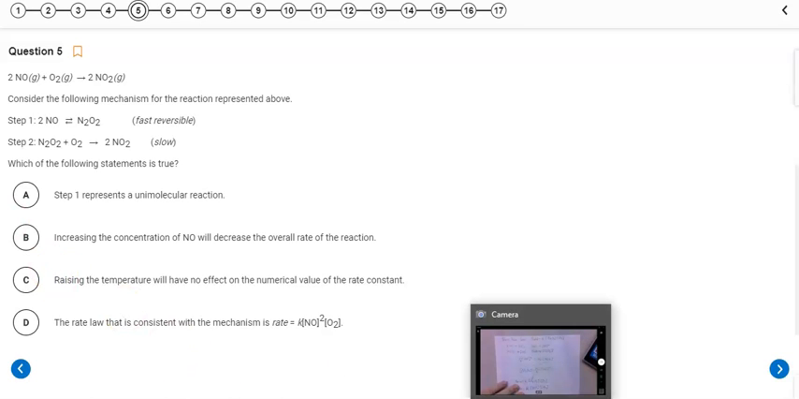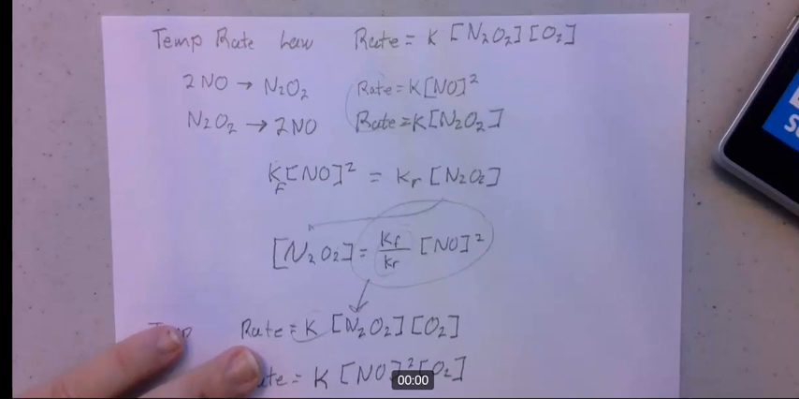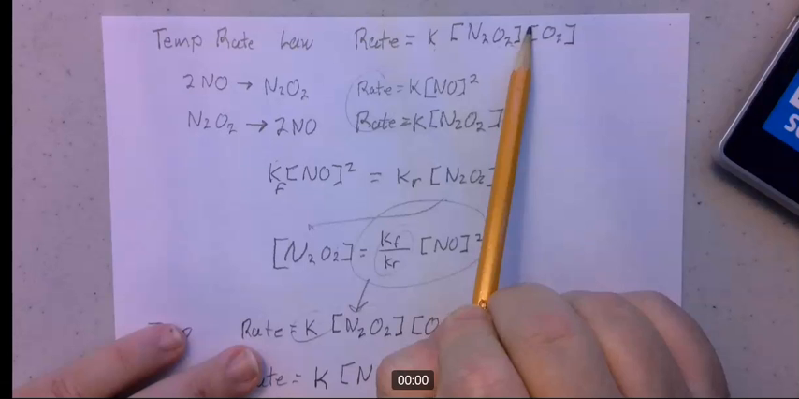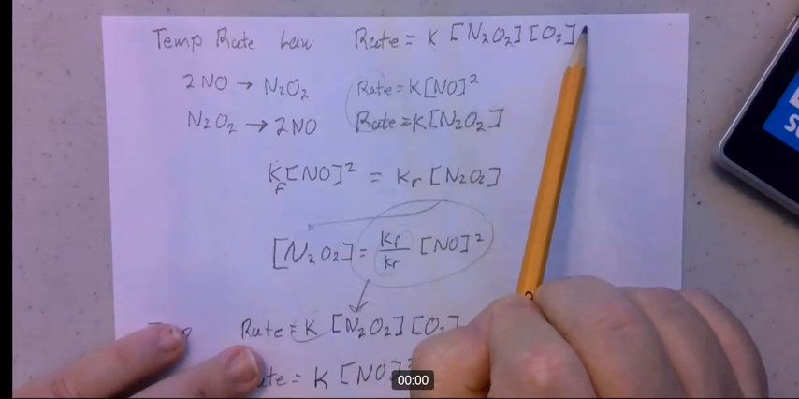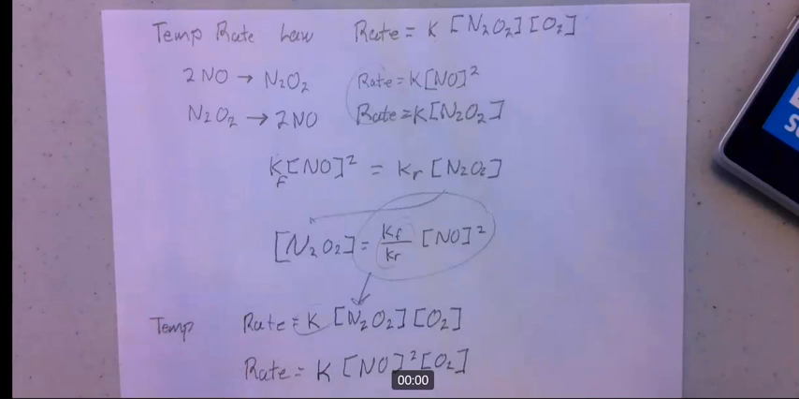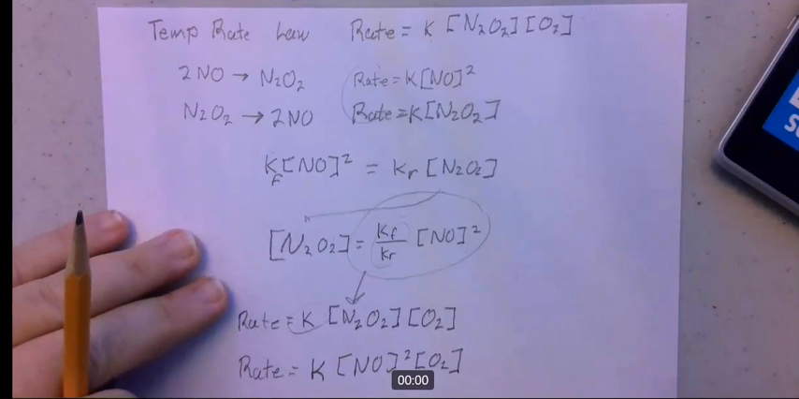You see that it's N2O2 for the reactants. N2O2 plus O2 are the reactants in step 2. So the way you would write that rate law is k equals N2O2 to the first power, O2 to the first power. Now that's the temporary rate law. Why is that a temporary rate law? Well, let's look back at this.